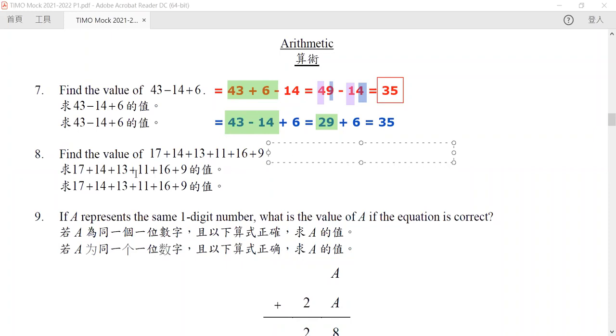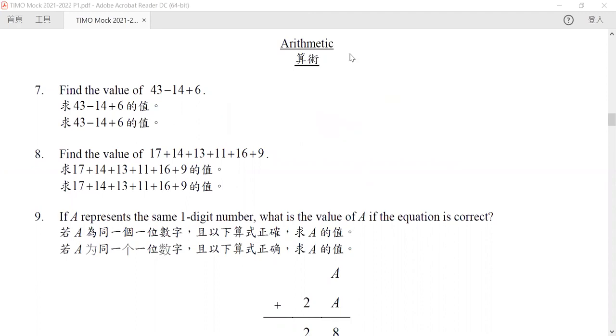Okay, so let's go to question number 8. Find the value of 17 plus 14 plus 15 plus 11 plus 16 plus 9. Again, this question requires you to rearrange numbers. Now in here, we would like to talk about a technique which we call a sum to 10.